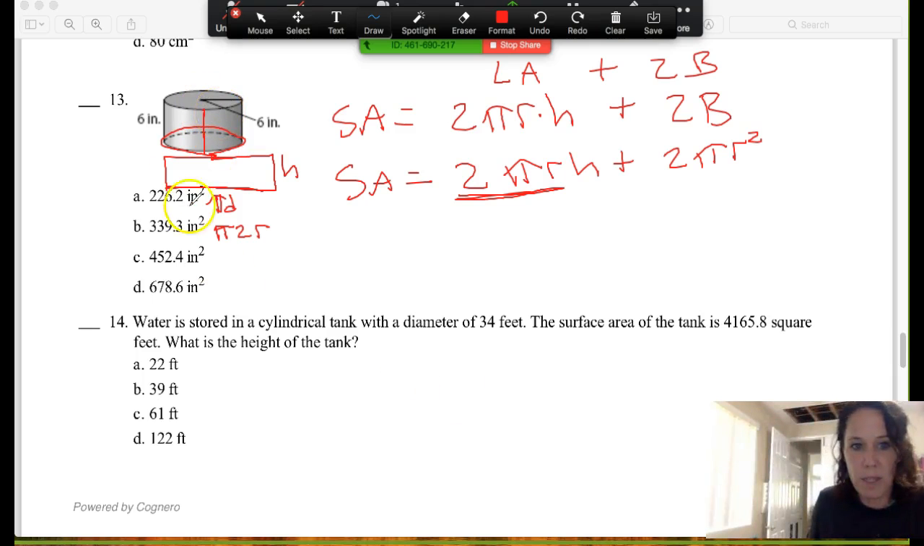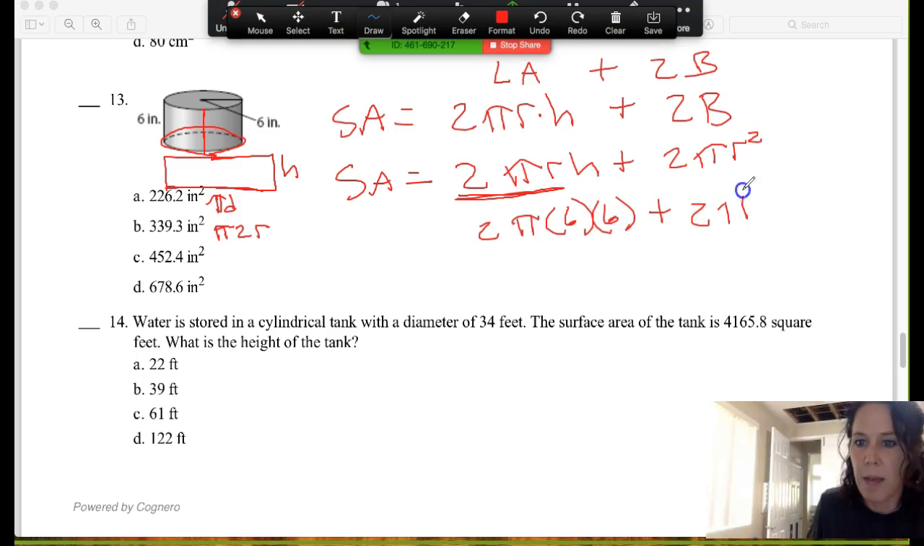Roll it out, you can see the base is the circumference of the circle times the height. 2 pi r times the height. And then 2 times the top area and the bottom area. So 2 pi r squared. So let's go ahead and plug in our numbers. 2 pi, and then the radius here is 6 inches, so 6. And then the height here is 6. Plus 2 times pi, once again the radius is 6. And we're going to square it.